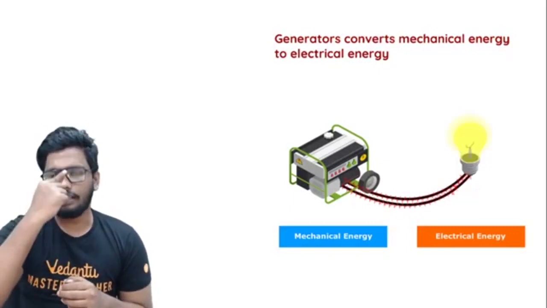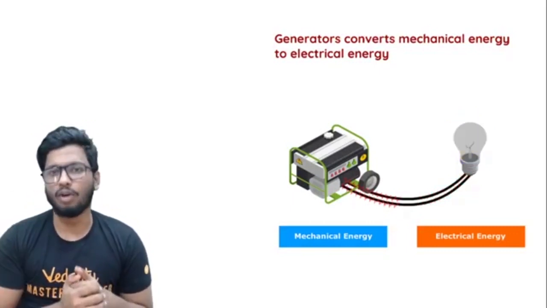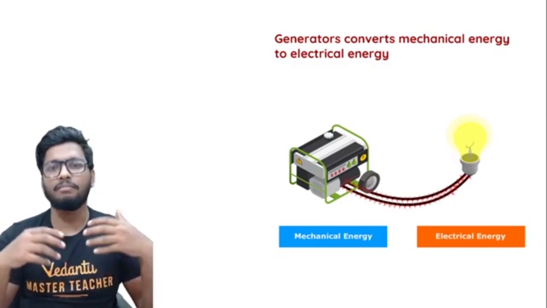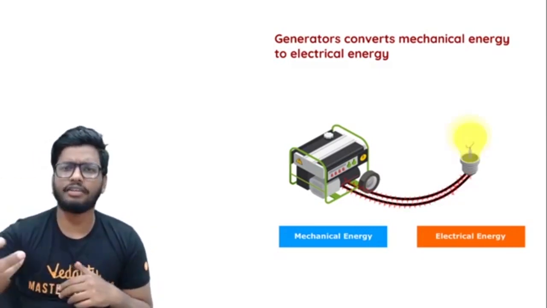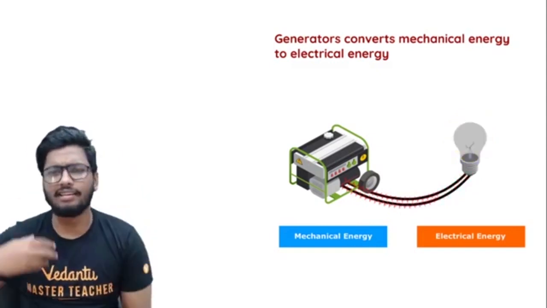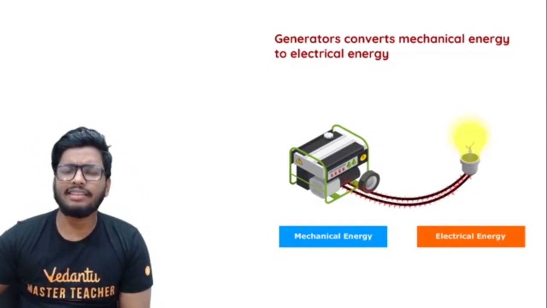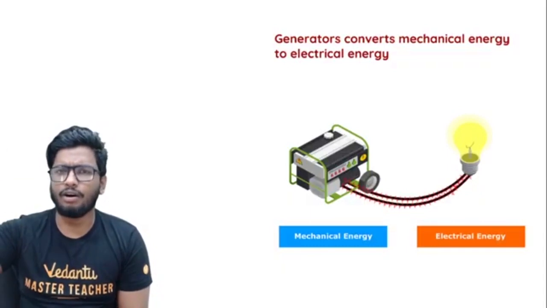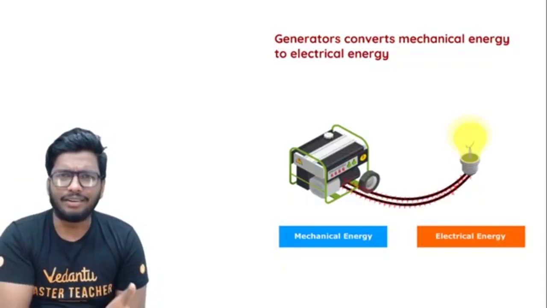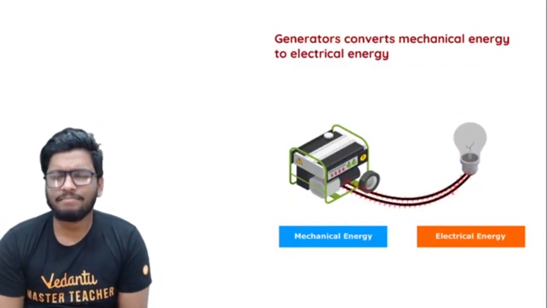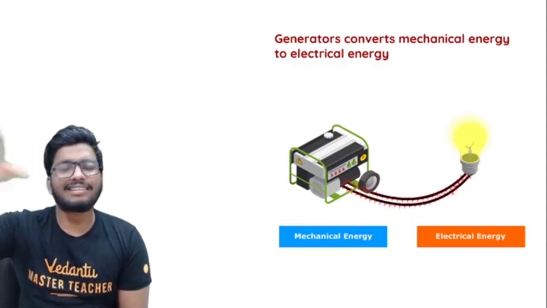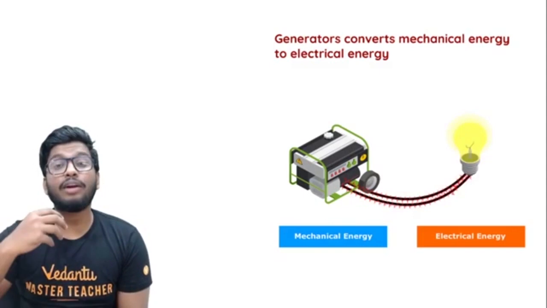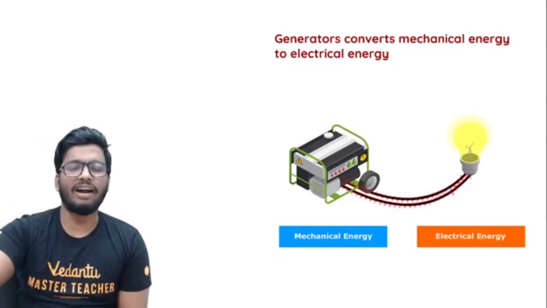Now, it so happens that whenever the power goes off, if you have something called a generator at home, you turn on the generator, right? And the generator basically converts mechanical energy to electrical energy, and that electrical energy is used to run your lights and your TV and stuff like that. But what about the electricity that comes into our house? Where does it come from? Let's talk about that first.